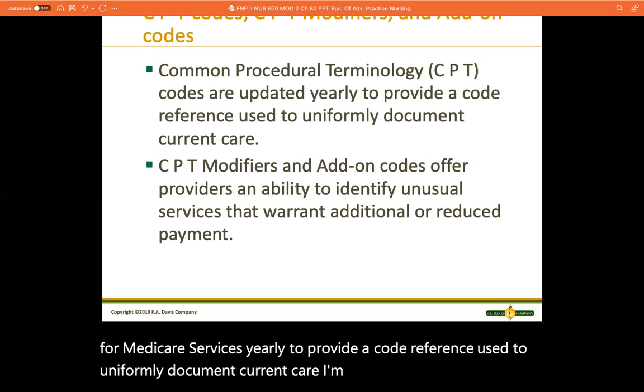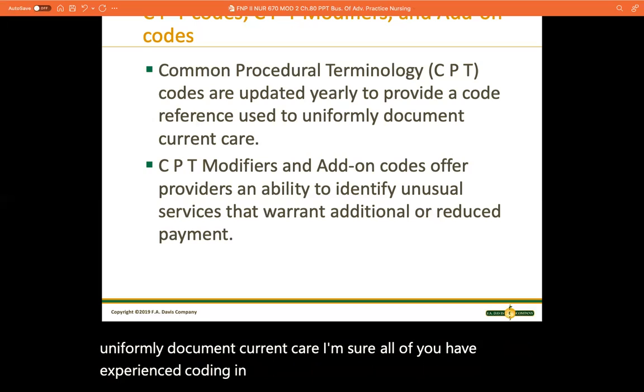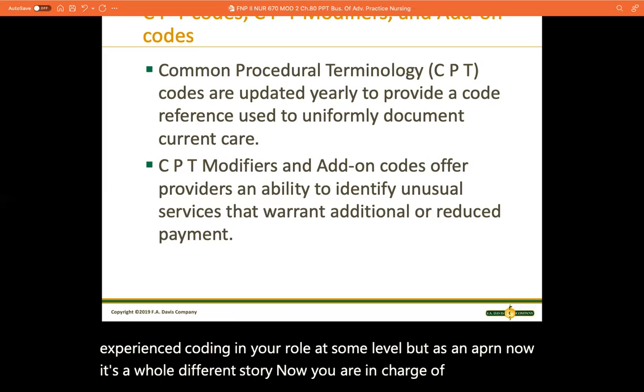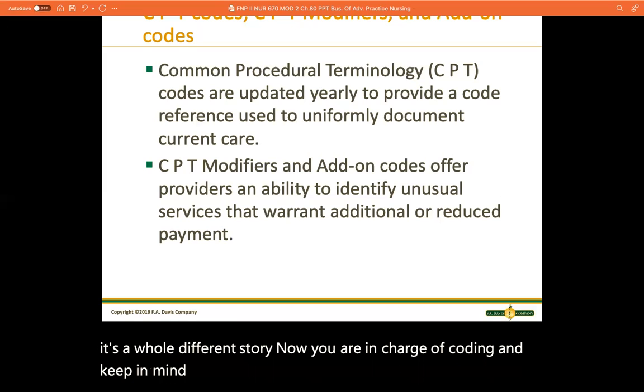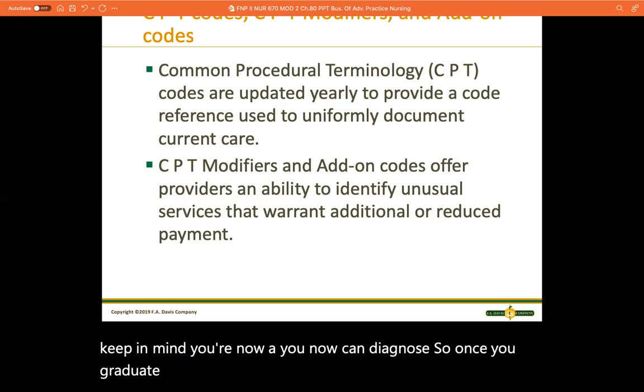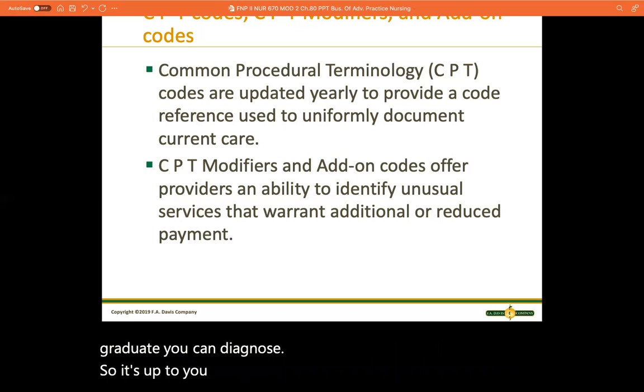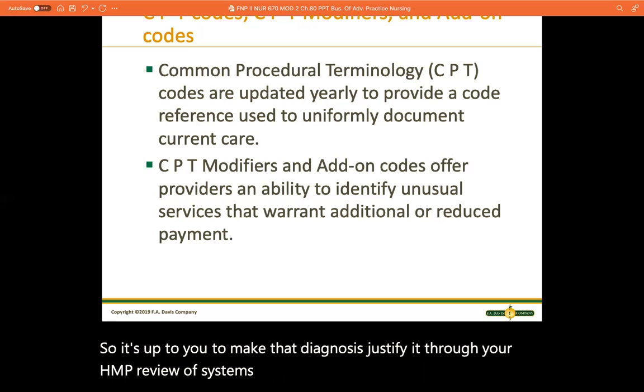I'm sure all of you have experienced coding in your RN role at some level, but as an APRN, it's a whole different story. Now you are in charge of coding, and keep in mind, you now can diagnose. So once you graduate, it's up to you to make that diagnosis, justify it through your H&P and review of systems documentation, and then put in that CPT code.